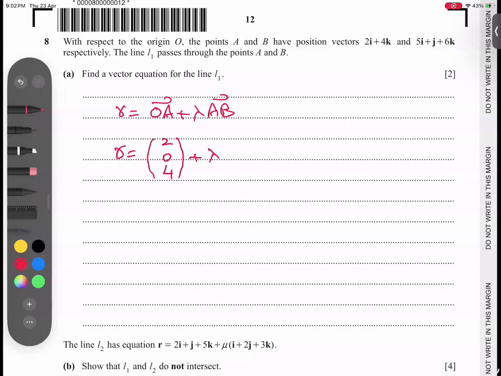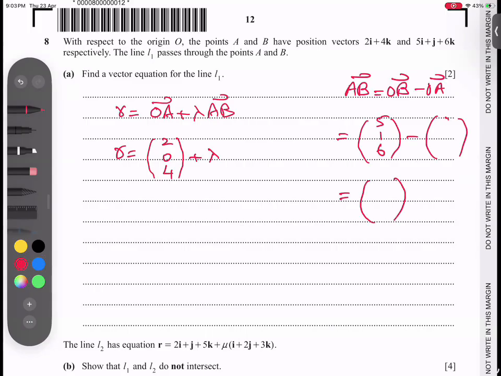And AB, how to get AB, students? So the AB formula is OB minus OA. So OB is here and OA is here. And here is the answer. OB is 5, 1, 6 and OA is 2, 0, 4. So I got 3, 1, and 2. So this is the confirmed equation of line L1.